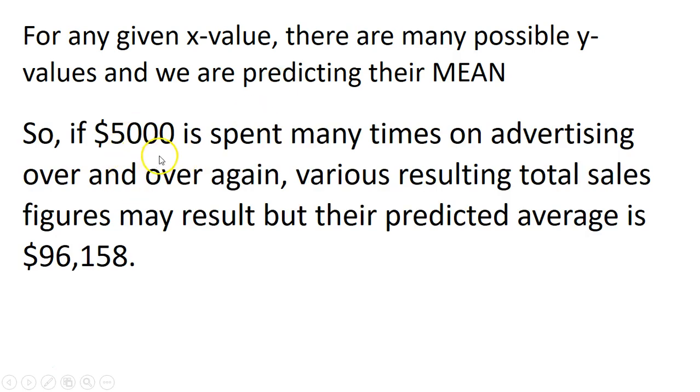So if 5,000 is spent many times over and over and over again on advertising, various resulting total sale figures may result, but those averages should be around 96,158.